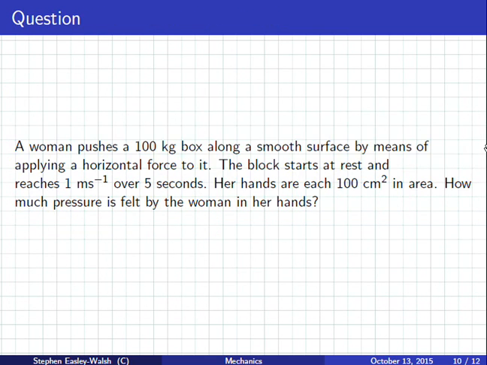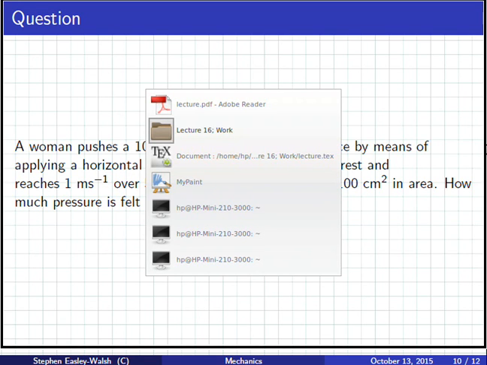Okay, so the last question here continues on from the one we did earlier with the woman pushing the box. So you don't need to write this down. Everything is the same, except I tell you the area of our hands pushing the box. The area of our hands is 100 centimeters squared. So now let's calculate the pressure.